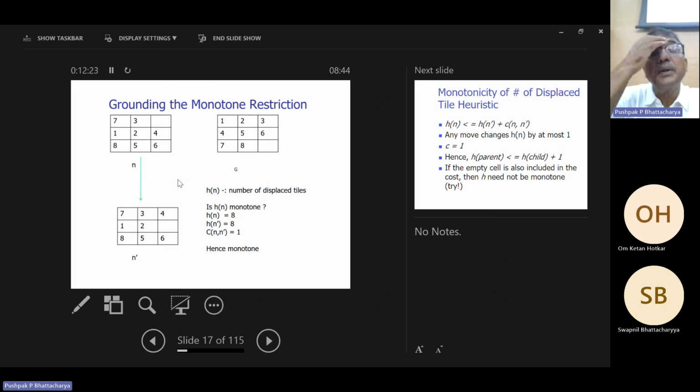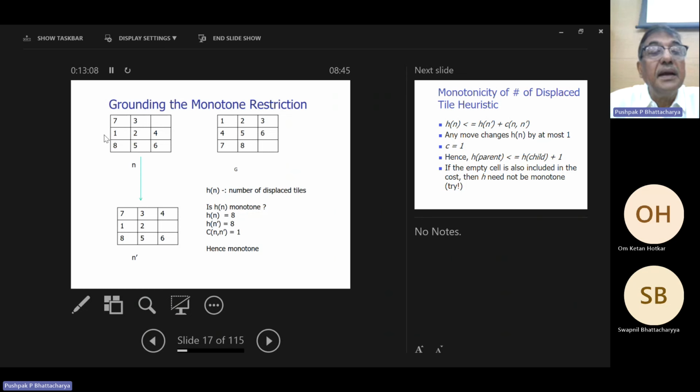Let's look at grounding of the monotone restriction. So let's say we have this configuration, okay, the start configuration 7, 3, 1, 2, 4, 8, 5, 6, and the goal node is 1, 2, 3, 4, 5, 6, 7, 8 with the blank at the rightmost lower corner. So from this configuration, okay, we move to the configuration below, where 4 has moved up into the blank space. Okay, so let's think about the displaced tiles heuristic. h(n) is the number of displaced tiles. Now, is h(n) monotone?